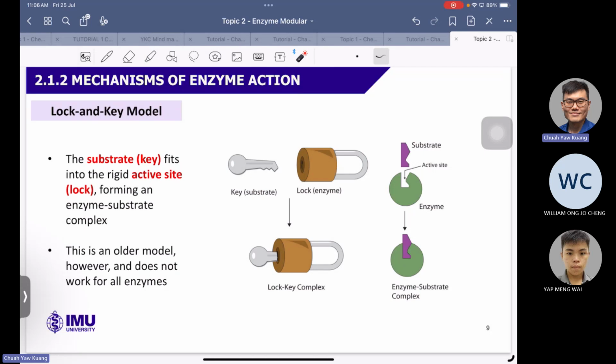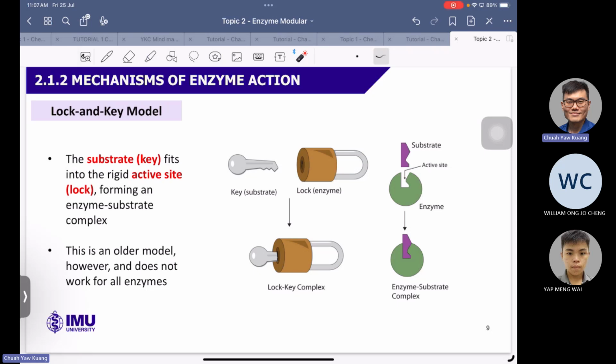But the problem is that, with the advancement of technology, you will find out that quite a lot of enzymes do not follow this lock and key model. According to the lock and key model, one enzyme can only recognize one substrate. But in fact, there are enzymes that can recognize two, and some even three. For example, fatty acid amide hydrolase. This enzyme can bind to fatty acid, and it can also bind to amide.